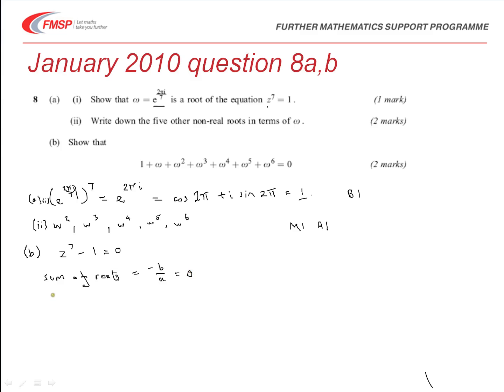Well, what are the roots? Well, the first root was 1, the second root was w, the third root was w squared, the fourth root is w cubed, the fifth root is w to the 4, the sixth root is w to the 5, and the seventh root is w to the 6. That's the sum of the roots, so they must add up to 0. So again, by stating that you understand that the sum of the roots must be 0, you'll get 1 mark and then an accuracy mark coming in for getting the sum of all of those roots and showing it clearly.